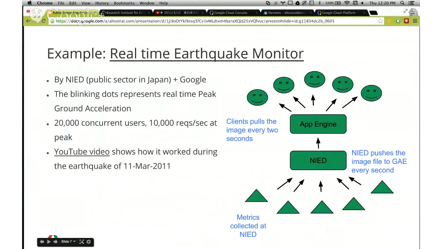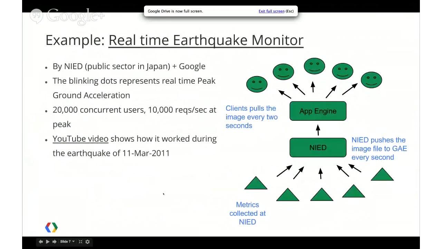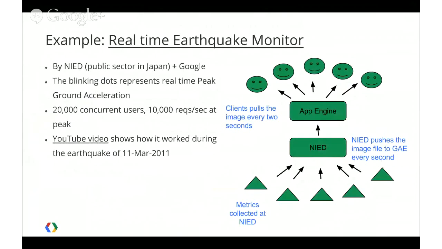Well, if we look at a couple different things here. First, NIAD at the time, all their sensor data goes to their data centers. And they take all that information and then create an image file every second. Now, they could do this at their own data center, or now they could use even Google Compute Engine to do this processing for them and provide a flexible infrastructure as a service as well. In either case, every second, NIAD pushes that image to Google App Engine.